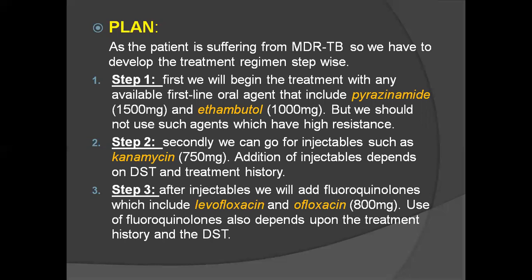Now, what will be the second step? Secondly, we can go for injectables such as kanamycin, 750 milligram. Addition of the injectables depends on DST and treatment history. Okay, molecular DST is recommended for those individuals who have received treatment for TB in the past. As this patient has gone through previous treatment for TB, we can recommend DST, the drug susceptibility testing.